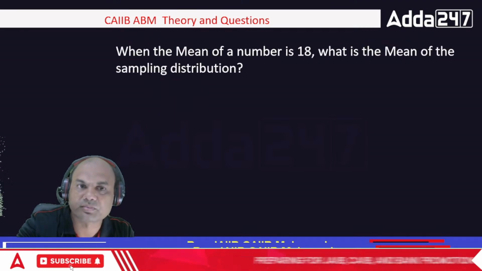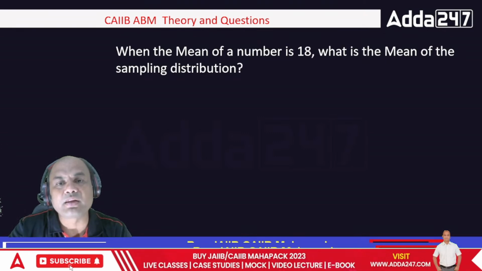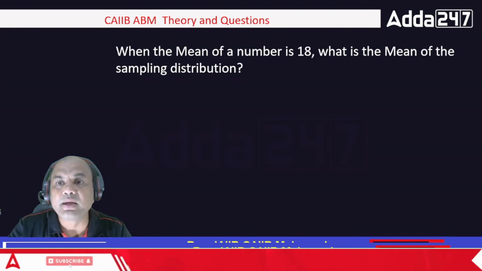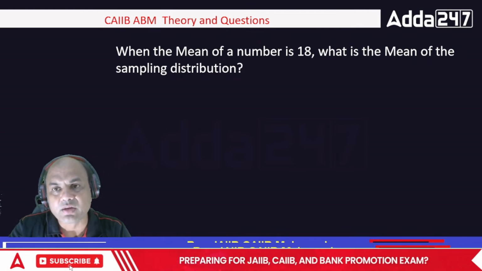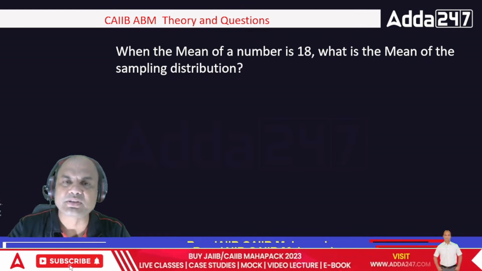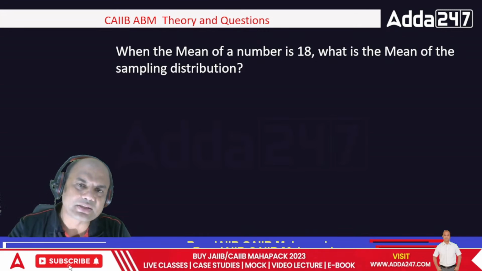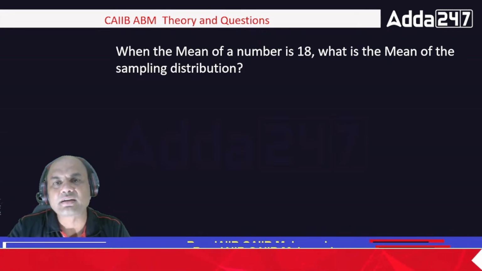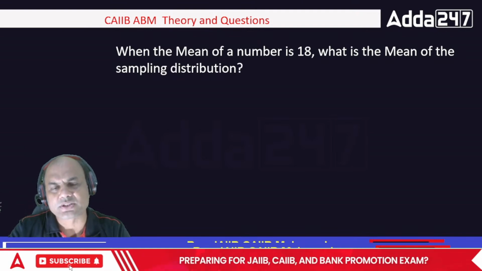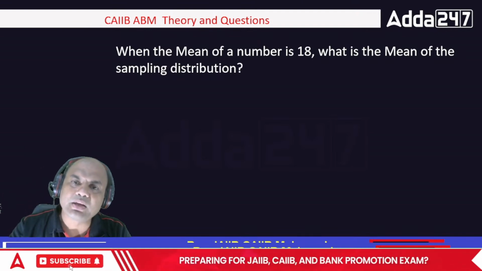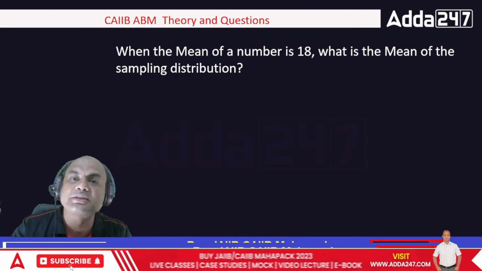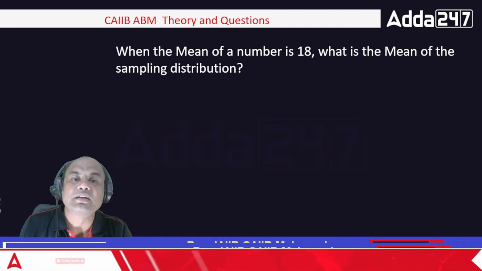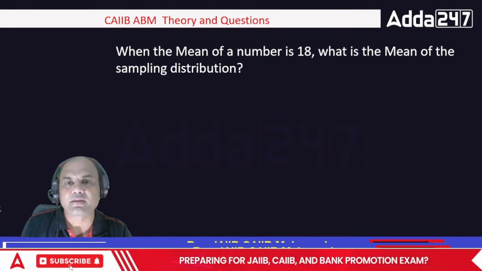Next one. When the mean of a number is 18, what is the mean of the sampling distribution? Now this is a tricky question, or you can say this is a typical question. When the mean of any number is 18, what is the mean of that sampling distribution? Sampling distribution means the distribution of the samples which I have taken.